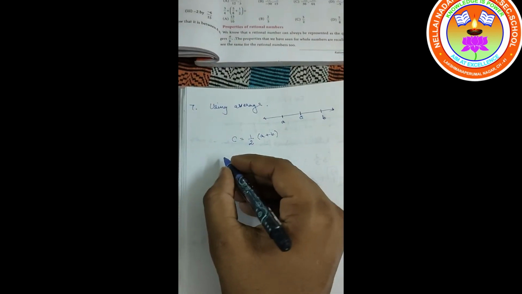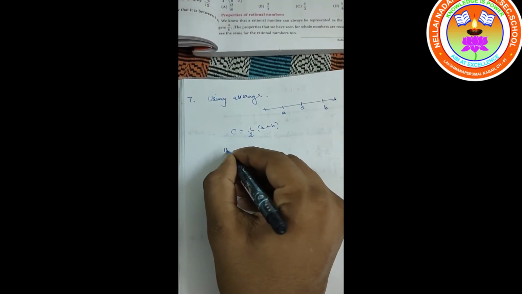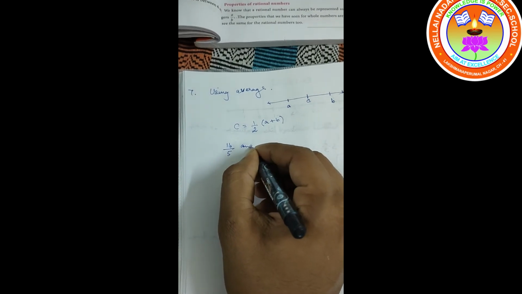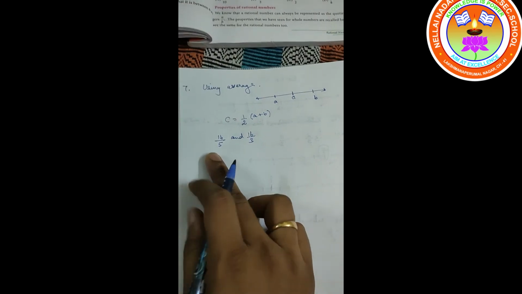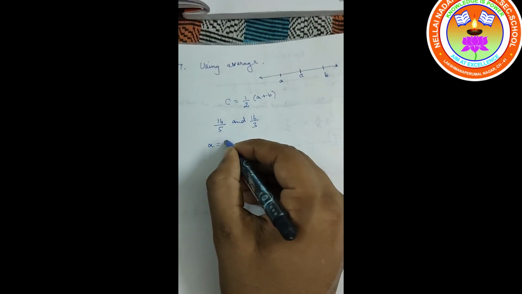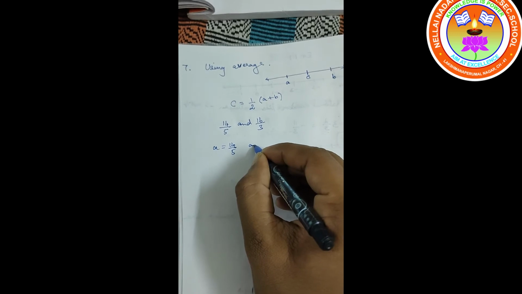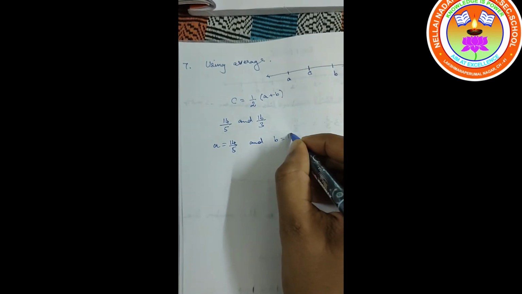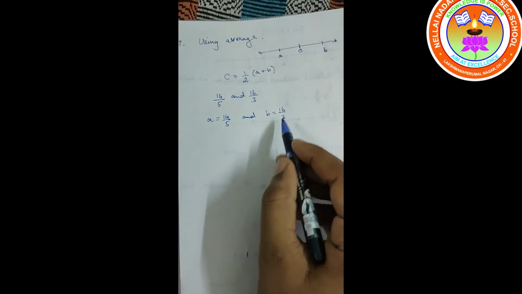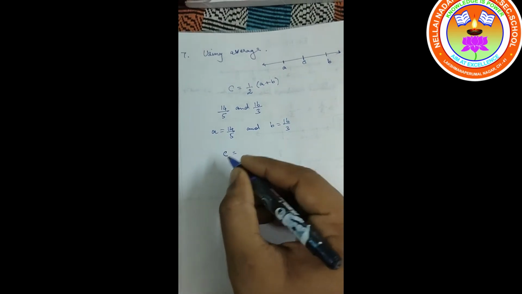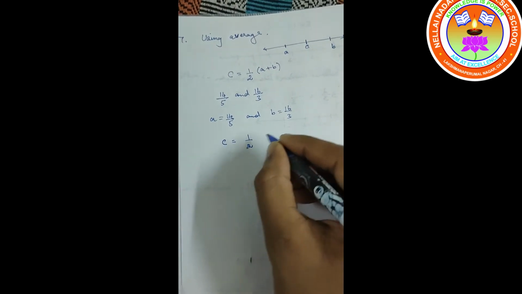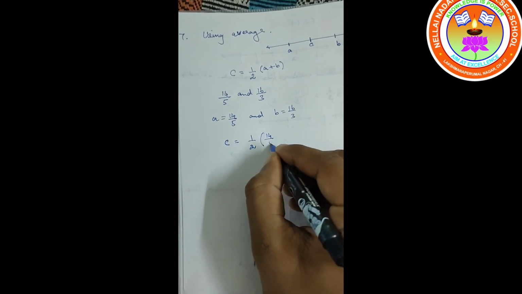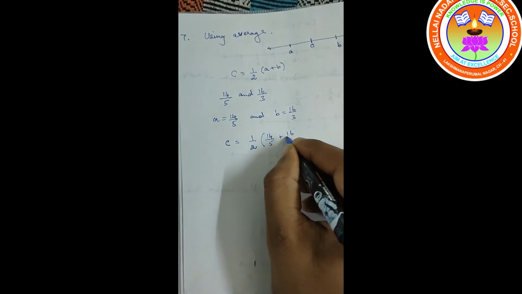For our sum, it is 14 by 5 and 16 by 3. So you consider A is equal to 14 by 5 and B is equal to 16 by 3. In order to find the middle number for A and B, that is 14 by 5 and 16 by 3, you consider that as C, half into 14 by 5 plus 16 by 3.